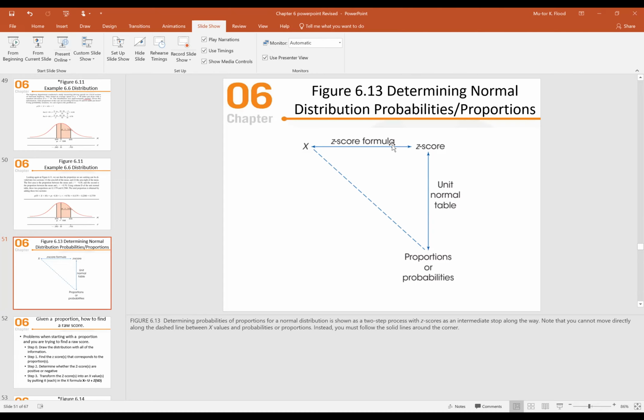What you can't do, though, and this is why it is dashed, is go from a raw score to a proportion. You have to follow those steps. And you can't go from a proportion to an X score. You have to follow these steps right here. So that's your cheat sheet on how to do a lot of these questions, or essentially all the questions.